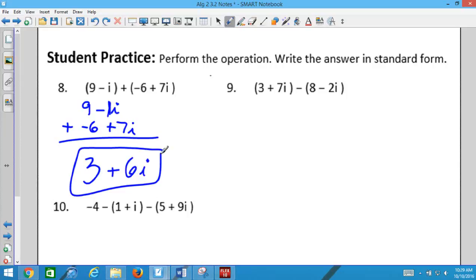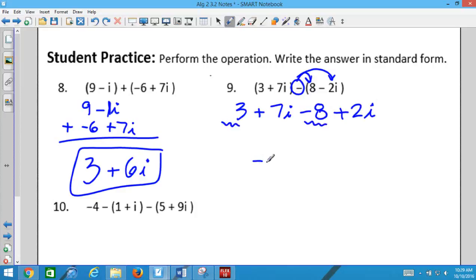Number 9 does have a subtraction sign, so we have to get rid of the parentheses first. We have 3 plus 7i minus 8 plus 2i. And then I combine my like terms. I'm going to have a 3 with a minus 8, which is a negative 5. And then I have a plus 7i and a plus 2i, or a plus 9i.